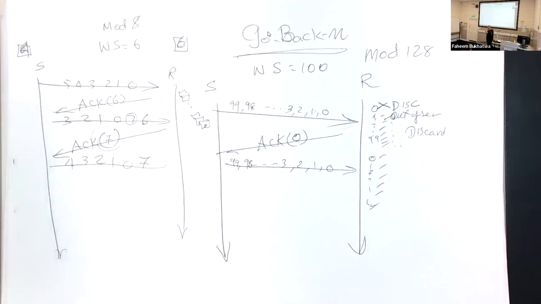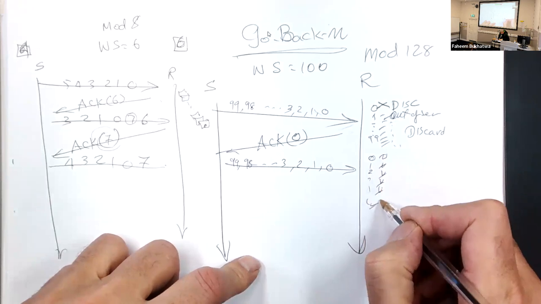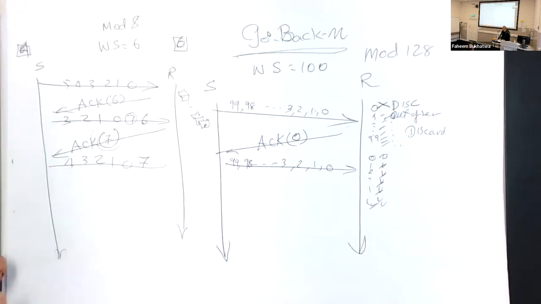We got number 0. What do we do with number 0? This time it's perfect. Frame number 0 is correct. What do we do with it? Discard it? Send it to the user. Everything that's perfect in the right sequence, send it to the user. So send this to the user, this to the user. So the user is happy now. All 100 frames are received. We finished. There's nothing else there.